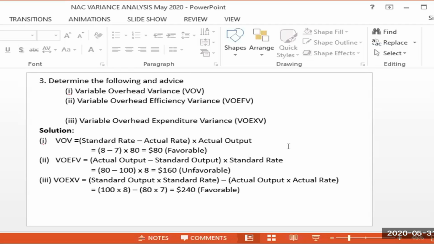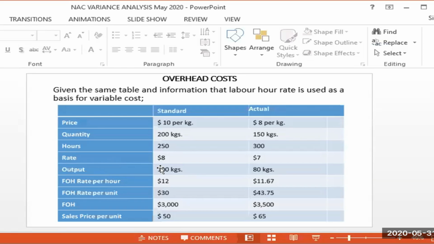So the solution to this illustration, number one, variable overhead variance is given as standard rate minus actual rate times actual output. Because you have been told to use the rate, this is the appropriate formula that we can use to determine our variance. So from the table, our standard rate and actual rate, and then the actual output. Our standard rate is 8. You can see the labor hour rate, which is our total, is 8. The actual is 7. All right. And the actual output is 80.